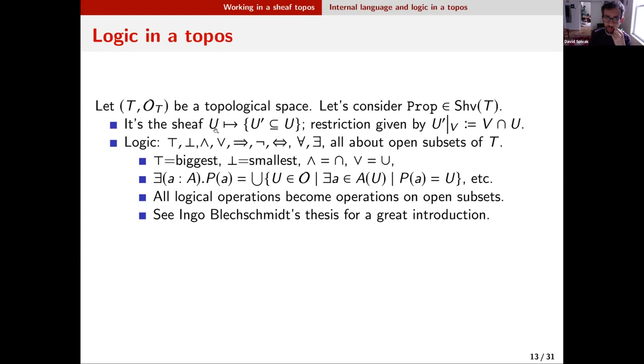It's the sheaf that takes any open U and the set it gives that open is all open subsets. So it assigns to U the set of all open subsets of U. And what's going on there is telling you about logic, in the sense that true, the top thing, assigns the biggest open subset of U, namely U itself. Bottom assigns the empty subset of U, and intersection, union, implies, not, they all make sense. Exists is kind of like a big union, and all the logical operations become operations on open subsets. So when you think of and, or, implies, etc., those all make sense in an arbitrary topos, but they're talking about how open sets work.